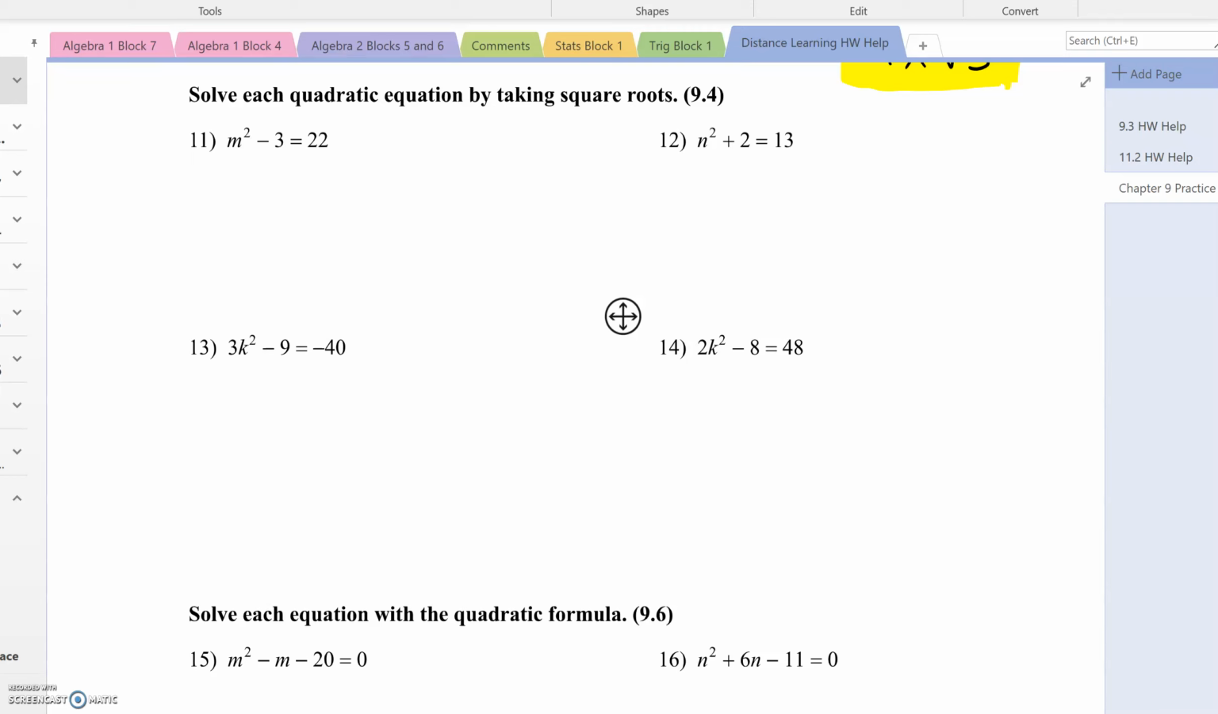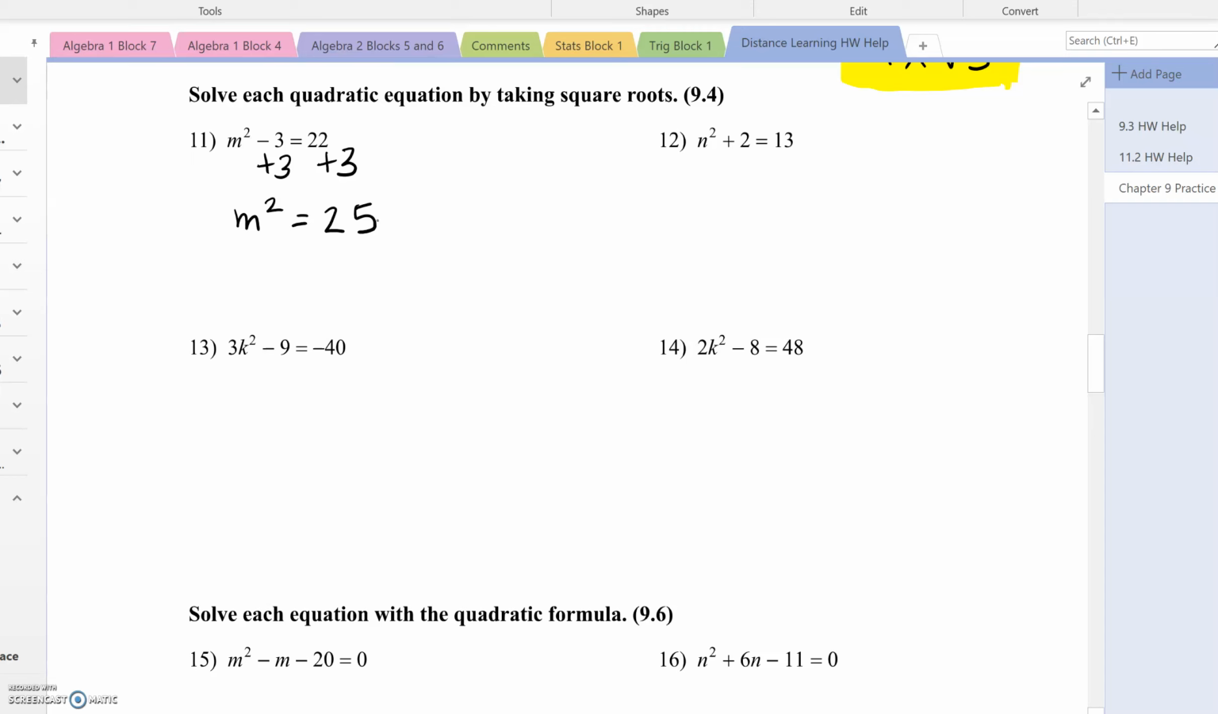If you're struggling with anything from section 9.4, that was all about solving quadratics by taking square roots. So we used our knowledge from section 9.3 to help us be successful at this. In problem number 11, we want to get m completely by itself. That's always the goal when we're solving. So the first thing I'm going to do is add 3 to both sides. So I'm going to get m squared equals 25.